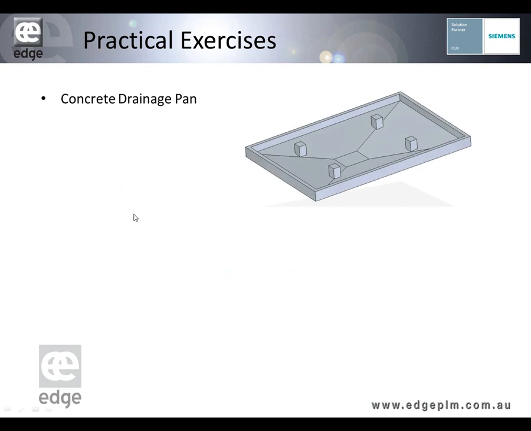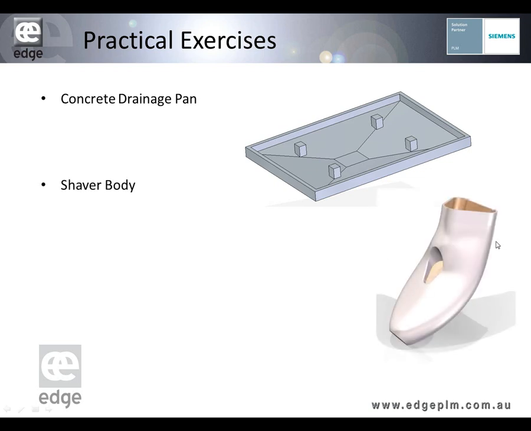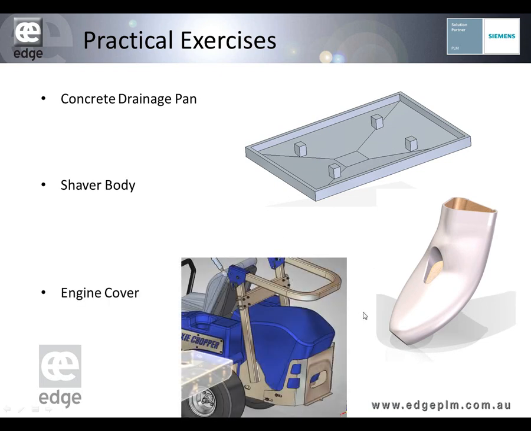So it's probably now time to get onto an exercise. The first thing I'm going to do is this concrete drainage pan, which looks like a normal solid model, but one of the simplest ways to create it is to use surfaces. We'll then create this shaver body. Now that's quite a complex shape. There's a lot of definition in that shape. And then finally we will generate an engine cover.